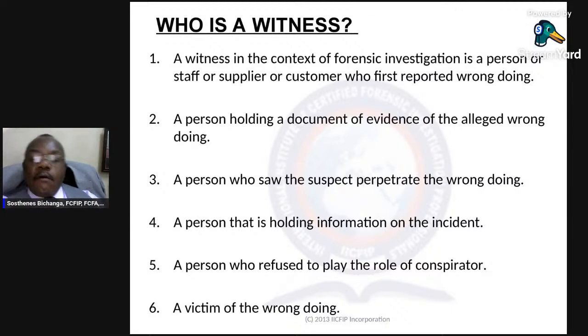Number 4, a person that is holding information on the incident. This is a witness. He will be interviewed as a witness to give us more information about the incident.